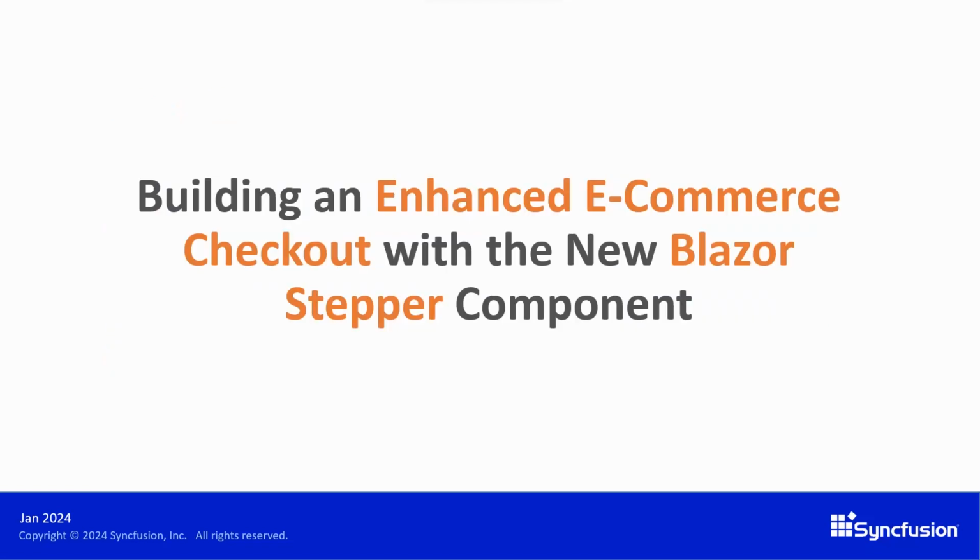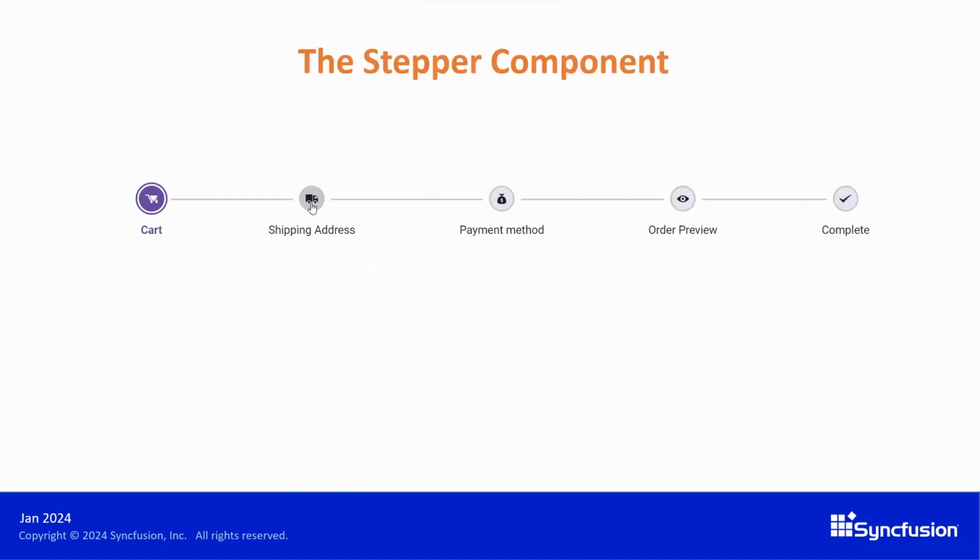First, I'm going to design the e-commerce checkout flow progress using our stepper component. The Syncfusion stepper is a highly customizable component that enables you to navigate through a series of steps or stages in a web application. It displays a list of steps, highlighting the current step and allows you to navigate between steps. Let me start creating the application. I'm going to design this checkout page using the Blazor stepper component. So let me create a Blazor app first.